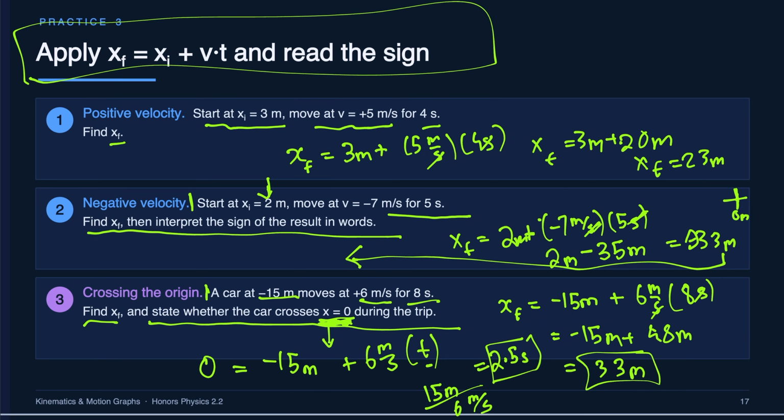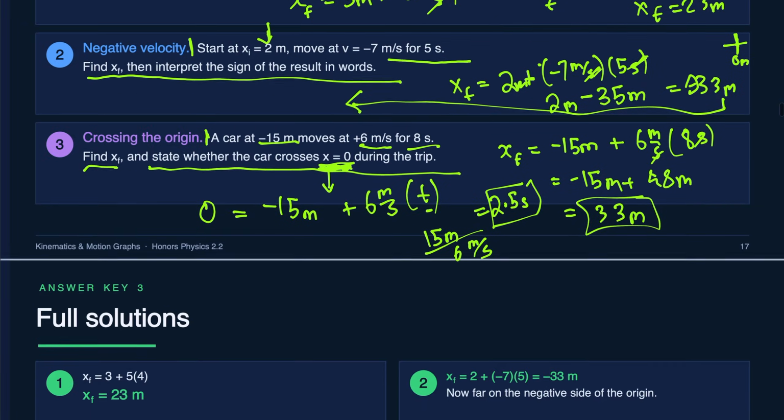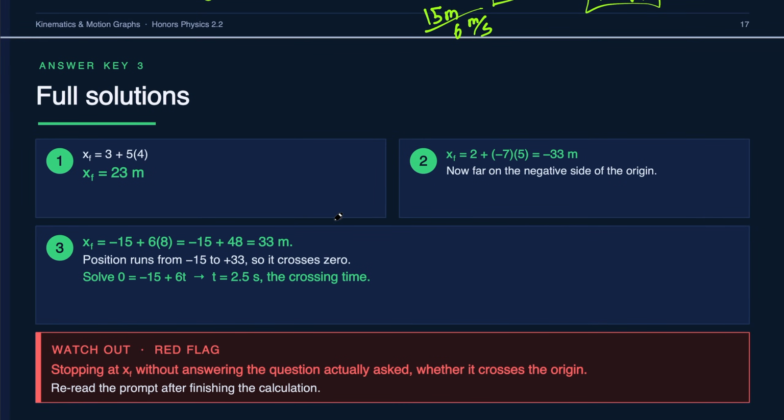So this equation is not just for finding xf, right? If you need the velocity or the time or x initial, you can use it if you have all the other 3 variables. So as you can see, answers are over here.